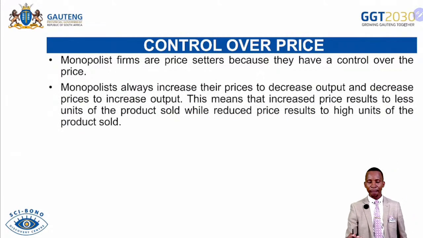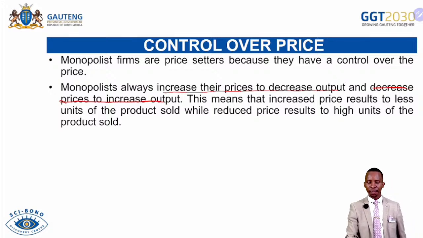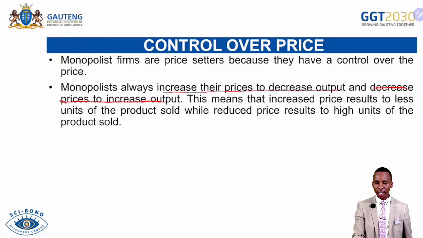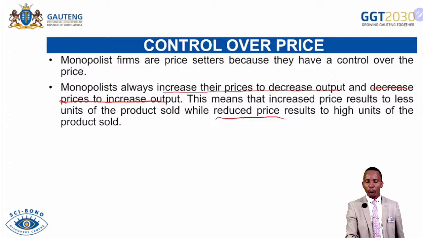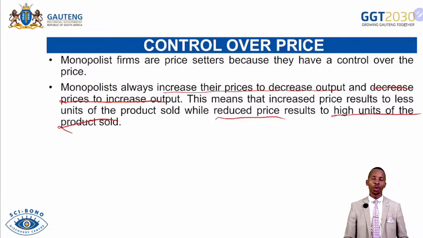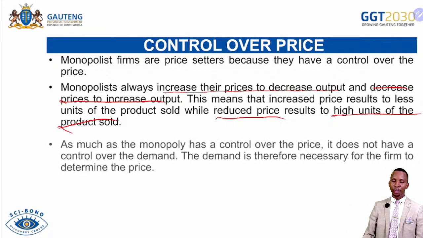Monopolies increase their prices to decrease the output, as has been discussed before. They increase the price to reduce the output and decrease the price to increase the output. This means that an increased price results in fewer units produced or sold in the market, and a reduced price results in more units produced. If prices are higher, monopolies produce fewer units. If prices are lower, monopolies produce or sell more units.